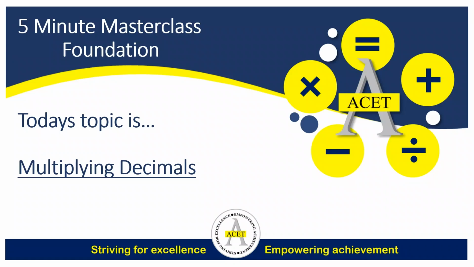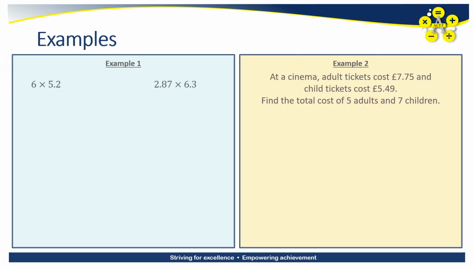Today's topic is multiplying decimals. When we're multiplying decimals, it's very similar to multiplying our usual whole numbers. I've got two examples, just straightforward to work you through. I've got 6 multiplied by 5.2. I'm going to use column multiplication, and you may choose to use grids or lattice or any other way that you feel comfortable.